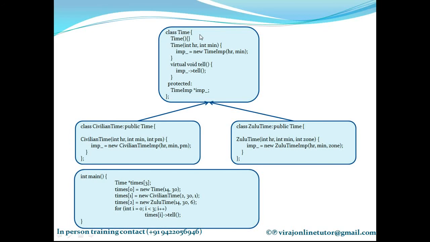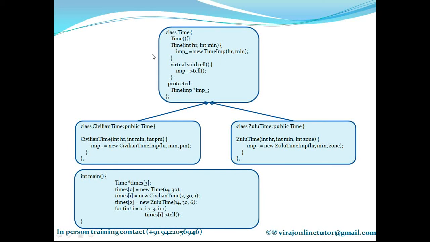Which was the base class of the implementation hierarchy? Time IMP. That's why the time interface class is going to instantiate the time IMP class and pass hours and minutes to it. And this class will have a time IMP object. And what will tell do? Tell will call the tell API of this IMP object. That means it will call the tell function of the time IMP object.